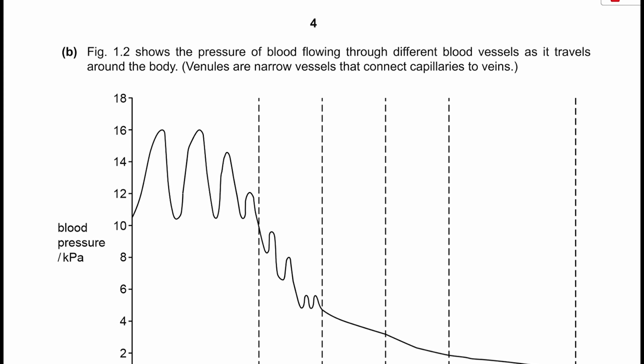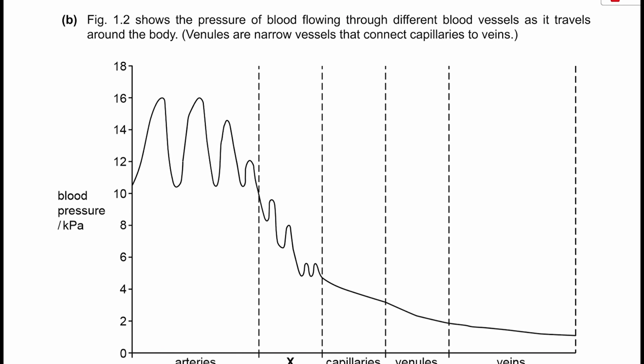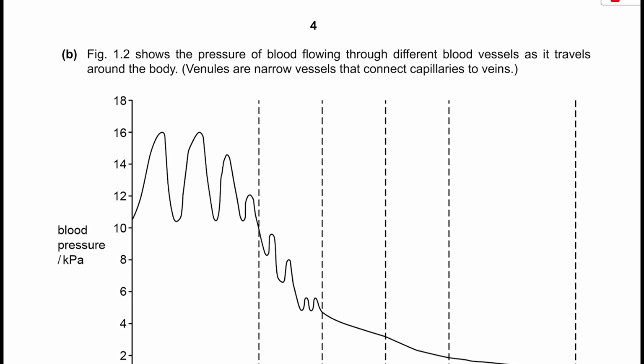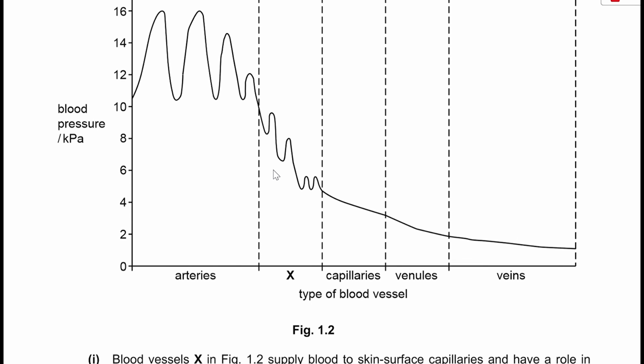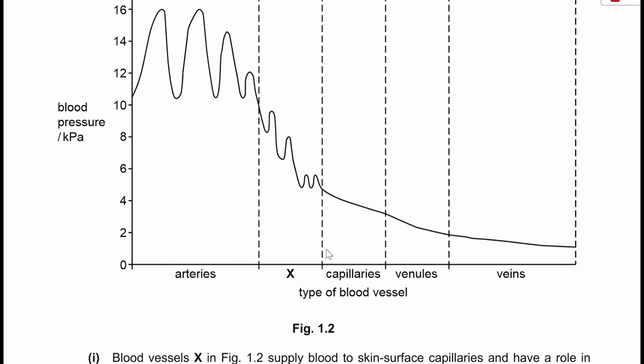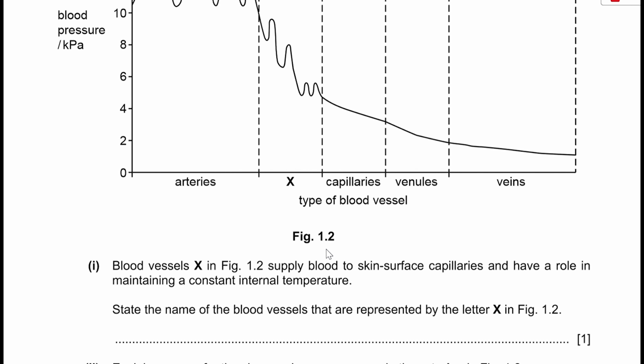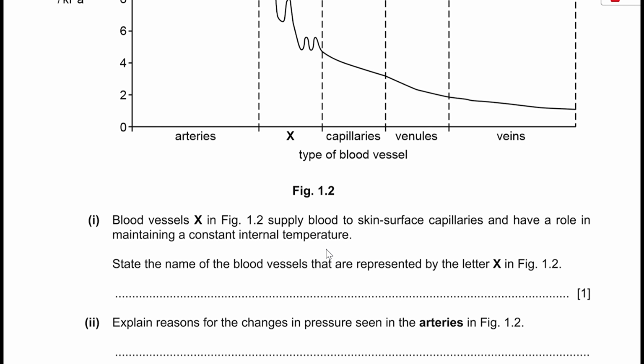Alright, we move forward. B says figure 1.2 shows the pressure of blood flowing through different blood vessels as it travels around the body. Venules are narrow vessels that connect veins to capillaries. Now we have our diagram over here as we can see it. We have a part labeled arteries, we have part X, we have capillaries, we have venules, and we have veins. Then the question says blood vessel X in figure 1.2 supplies blood to skin surface capillaries and has a role in maintaining constant internal temperature. State the name of the blood vessels that are represented by the letter X in figure 1.2.